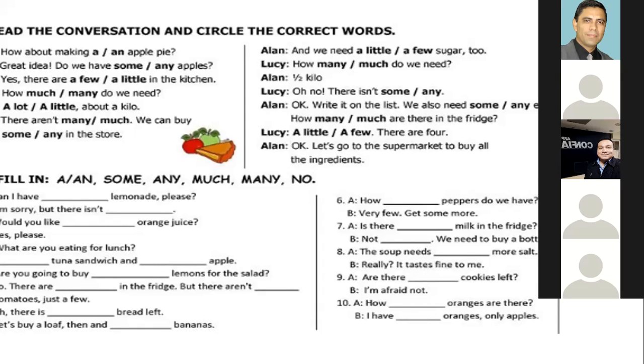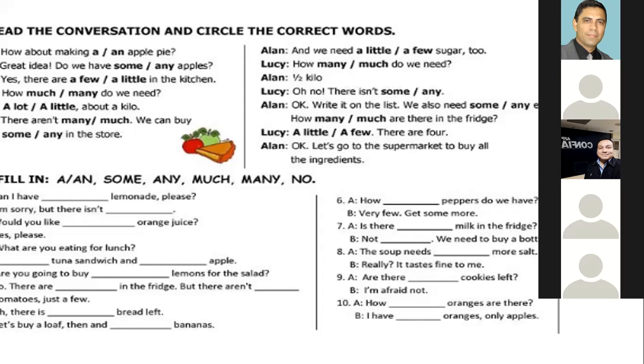Some eggs. Very good. How much or how many are there in the fridge? How many? Yes, because we can count the eggs. And Lucy says a little or a few? A few. There are four. Okay. And Alan says, okay, let's go to the supermarket to buy all the ingredients.